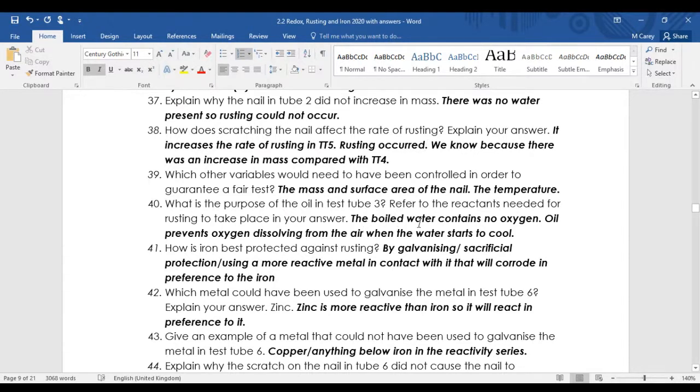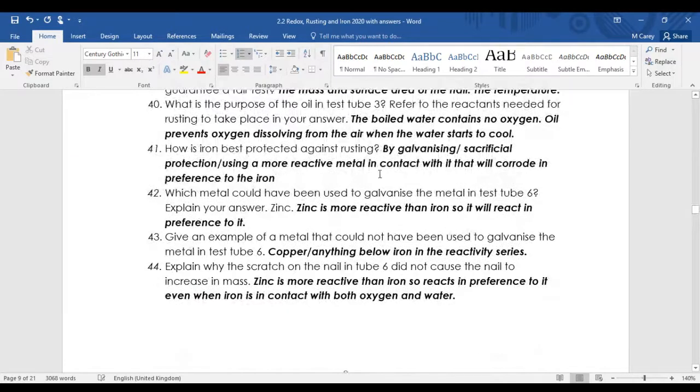Right? Reason: boiled water contains no oxygen. Oil prevents oxygen dissolving from the air when the water starts to cool. Okay. And how is iron best protected against rusting? Again, this was a bit vague. I thought, best protected, I suppose you're going to go for the sacrificial protection option.